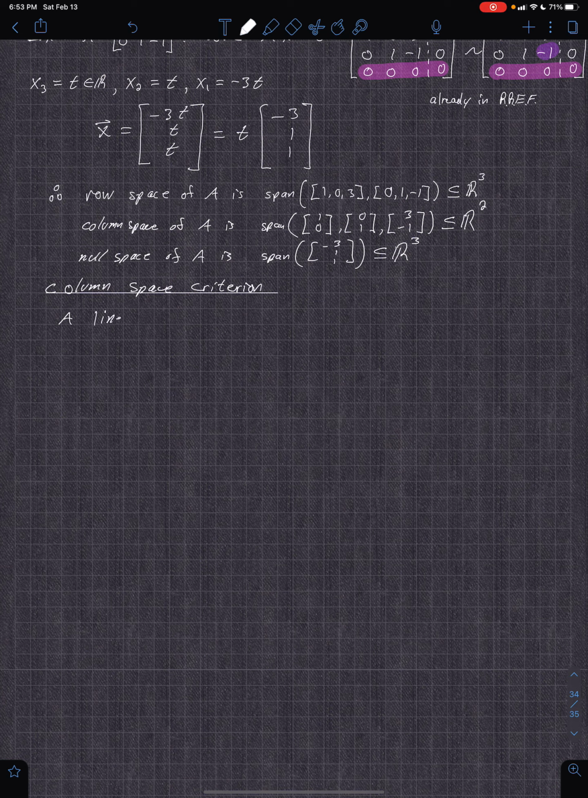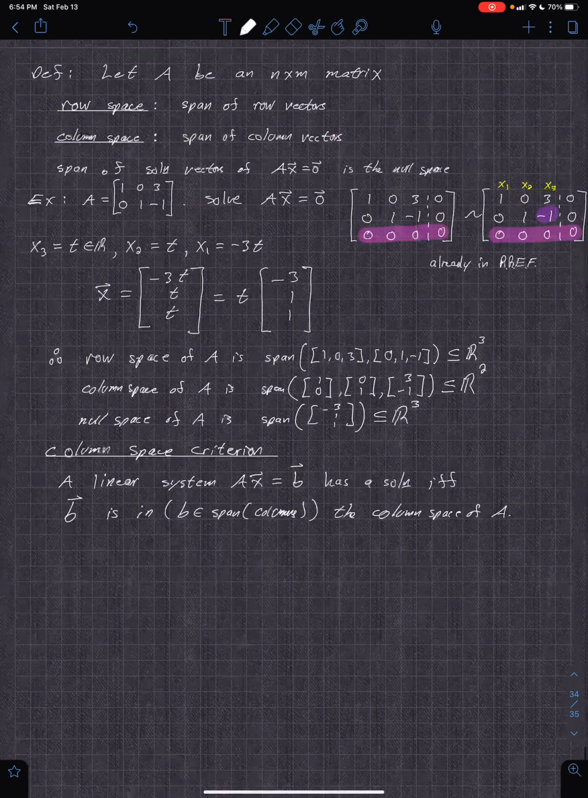So a linear system AX equal to B has a solution, could be infinite, but has a solution if and only if B is an element of the span of the column space of A. Now this is non-homogeneous, right? B could be any vector. So ponder that for a bit, why that works.